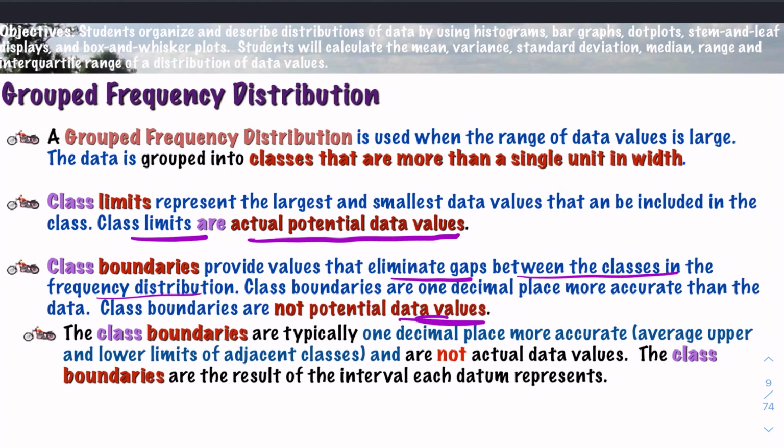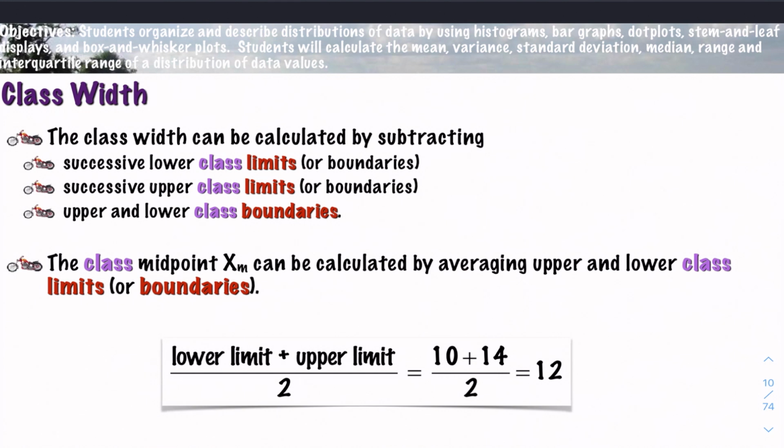This is how we separate out our classes or our bins. The class boundaries are typically 1 decimal place more accurate, which is the average of the upper and lower limits of the adjacent classes, and are not actual data values. The class boundaries are the result of the interval each datum represents. Okay, so let's actually build one of these to see what we're talking about here.